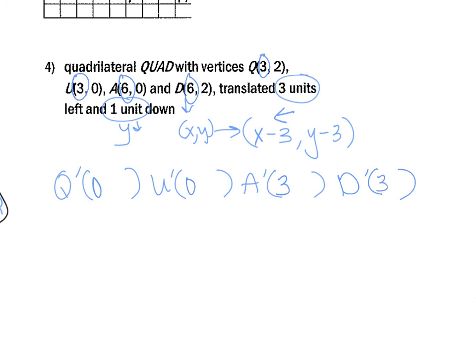And then I'm going to do the same thing with my y values. So 2 minus 3 is negative 1. 0 minus 3 is negative 3. 0 minus 3 is negative 3. And 2 minus 3, negative 1.